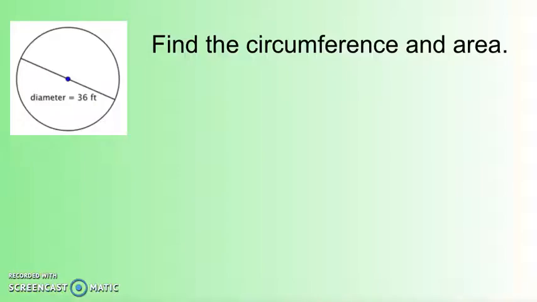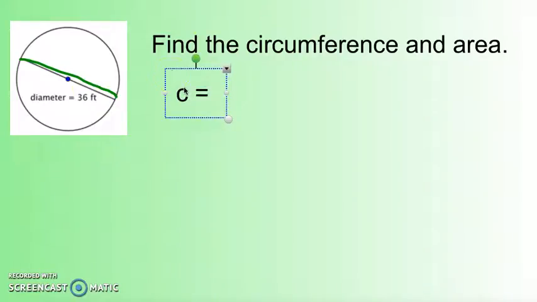So let's look at a problem. Here we have a circle. It actually gives us some information. It tells us the diameter is 36. That means the entire distance, the whole way across, is 36. And we have to find the circumference, and then we have to find the area.